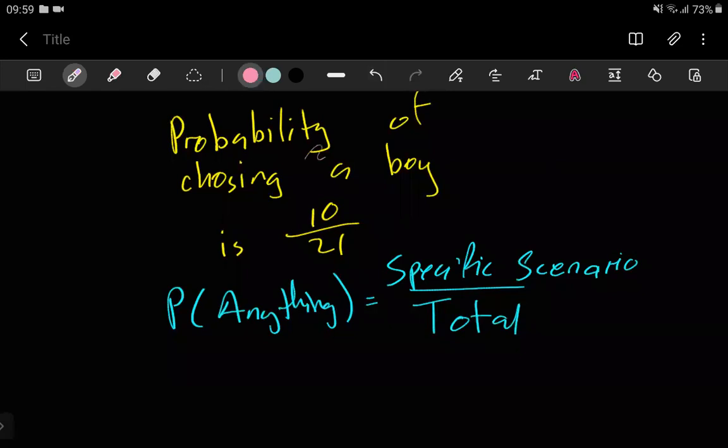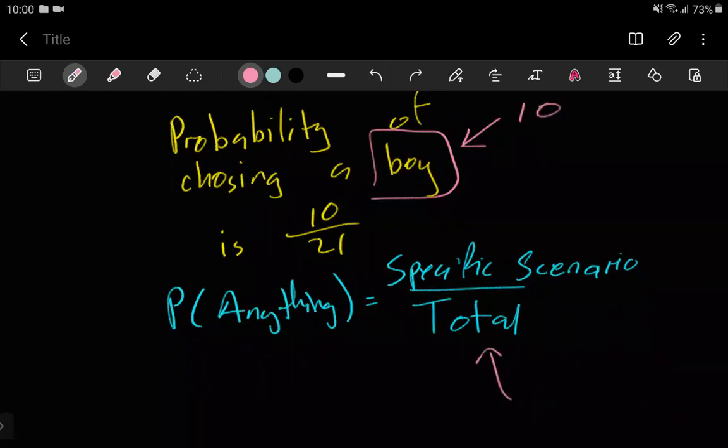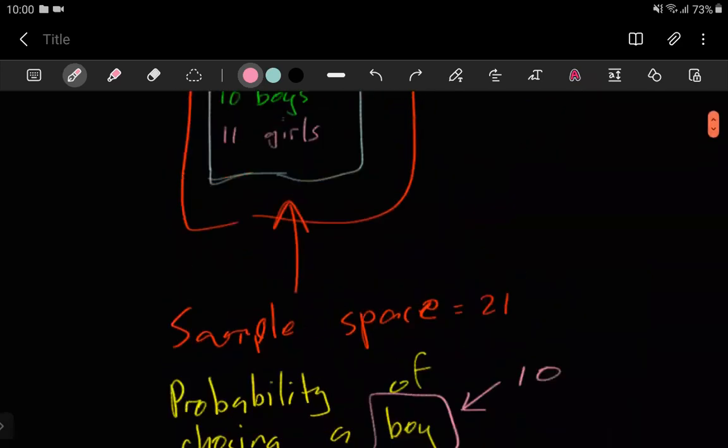So for example, the probability of choosing a boy. Our specific scenario here is choosing a boy, and we know that there are 10 boys. And then the total, we know these are people. The number of people that we have in this case was 21 people. So that's how we're able to say 10 over 21. That's the very, very basics of probability.